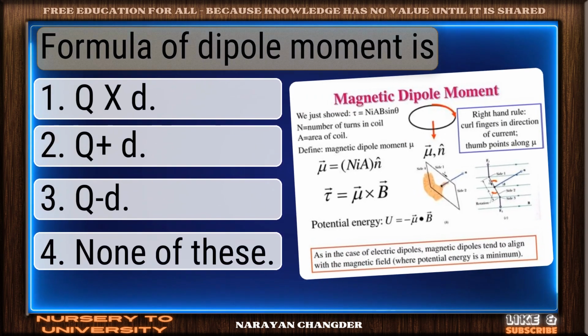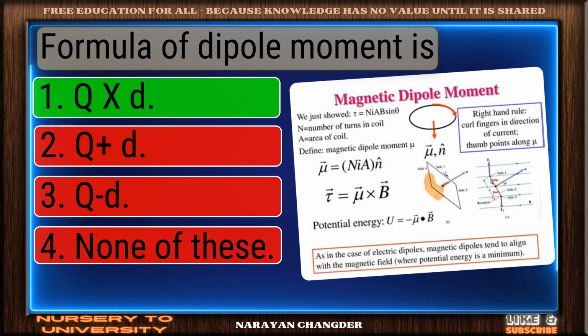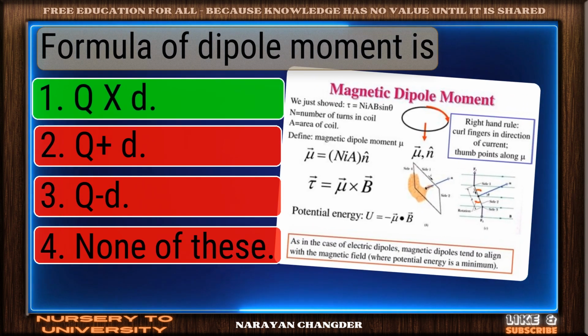Formula of dipole moment is? Excellent choice. Q times d is the right answer.